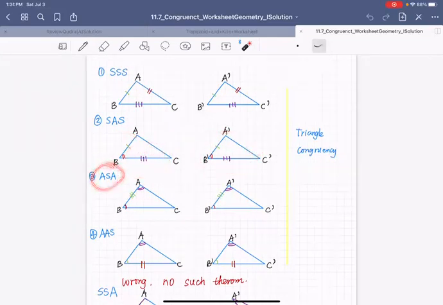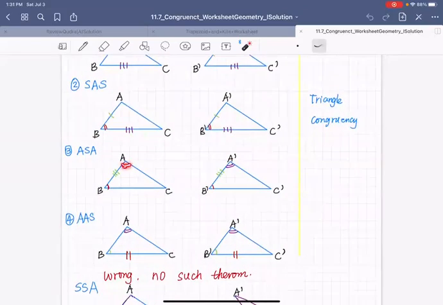The next ones: angle, side, angle; angle, angle, side, okay? Why is the condition for angle, angle, side not as strict as SAS? It is because the triangle interior angle summation is 180 degrees. So as long as you know two angles are correspondingly equal, the third angle will for sure also be correspondingly equal. And then if you have one side, it is good enough to prove the two triangles are congruent.